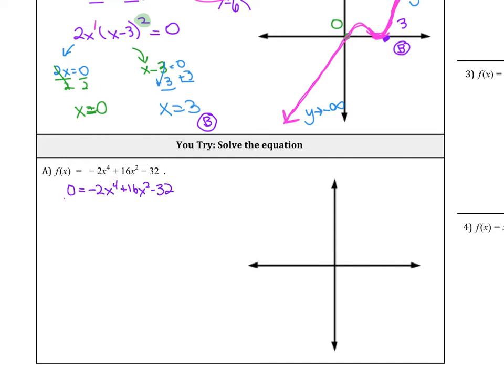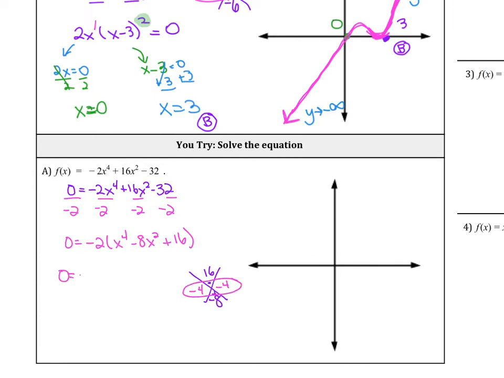Then we're going to use GCF. What can I divide out of everything? I know I can divide out a 2, so let's go ahead and divide out a negative 2. There's no x that I can divide out, so that's the most that I can do. So 0 equals negative 2 times x to the 4th minus 8x squared plus 16. Now I need to factor x to the 4th and 16. It multiplies to 16 and adds to negative 8, and that is going to be negative 4 and negative 4. So we get 0 equals negative 2.